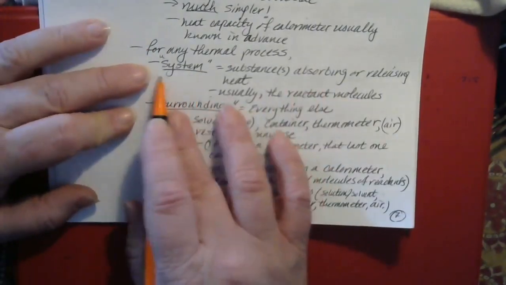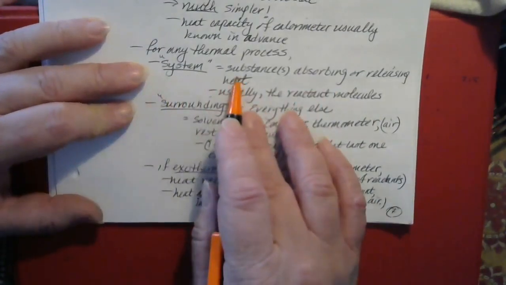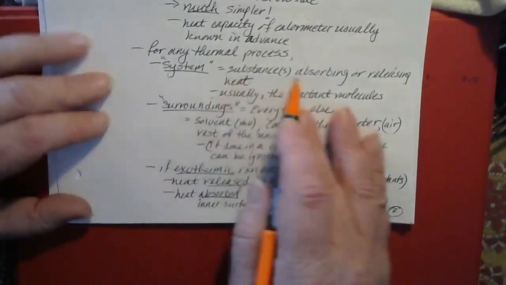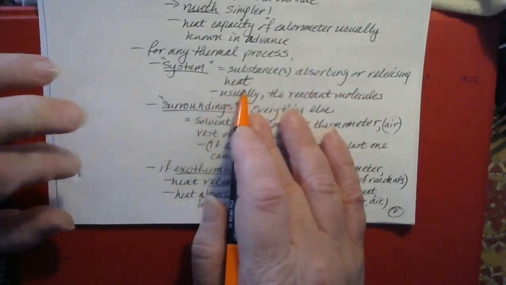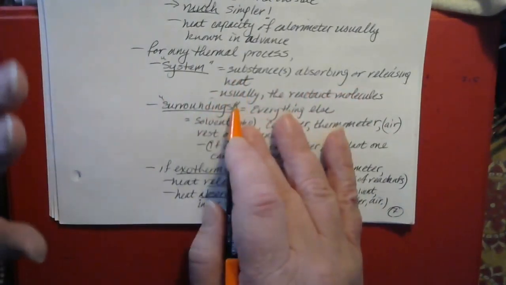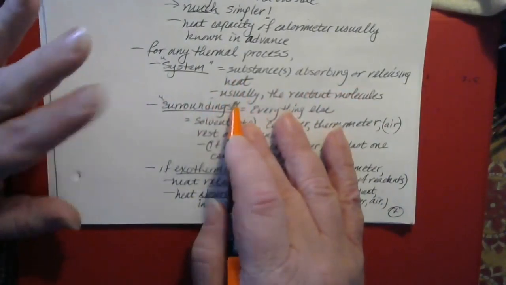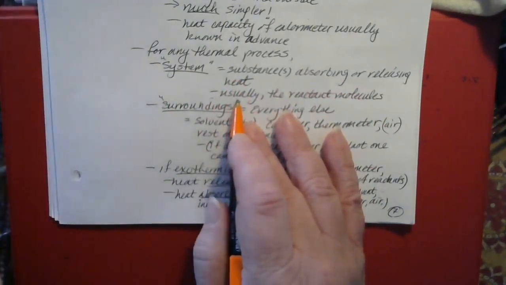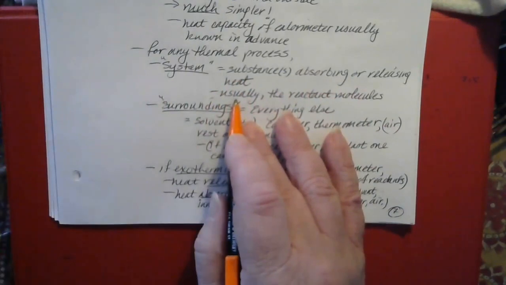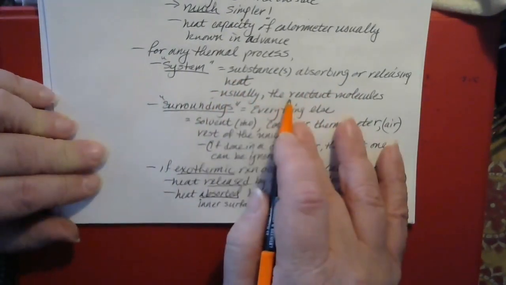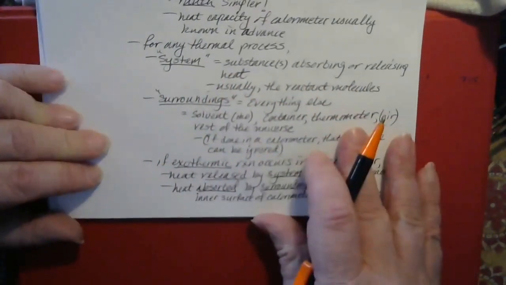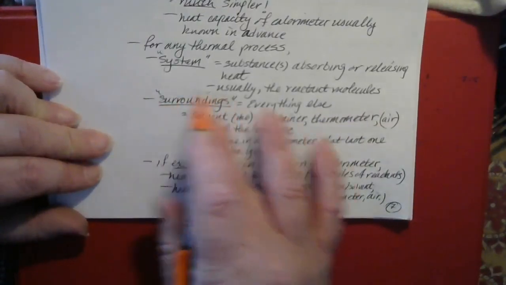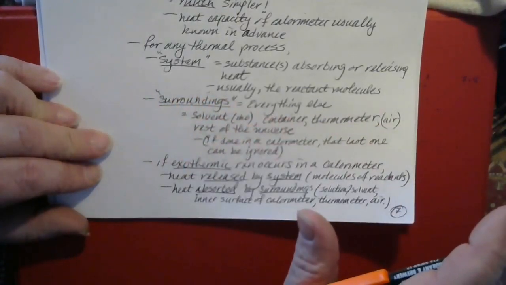So the system, what we call the system, consists of nothing but the substances absorbing or releasing heat. If we're doing a chemical reaction, then the system would just be the reactant molecules and nothing else. Not the water, not the solvent, not even the product molecules, just the reactant molecules. The surroundings would be everything else.